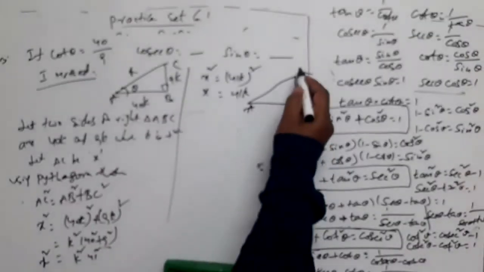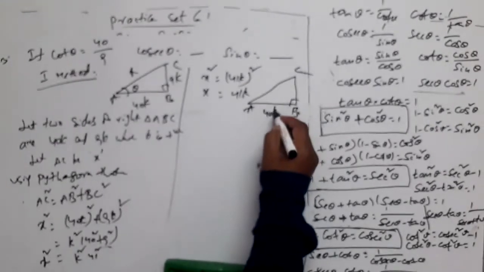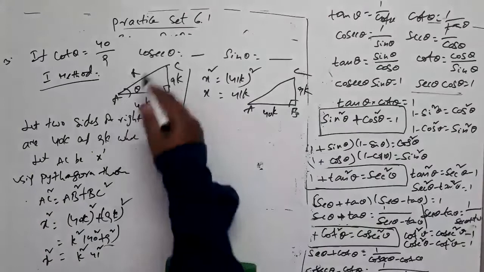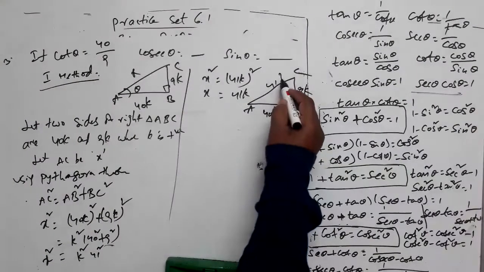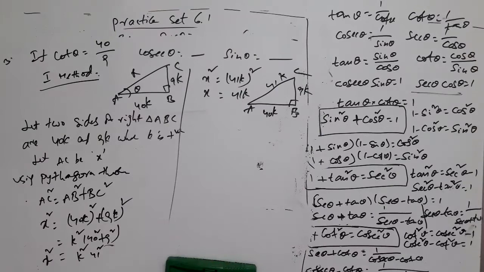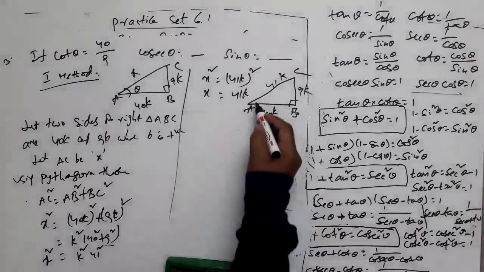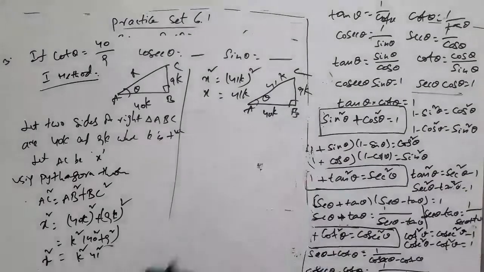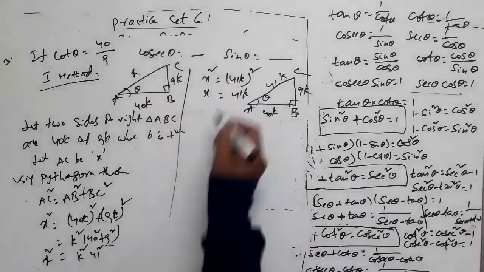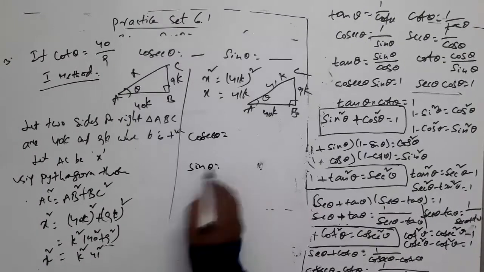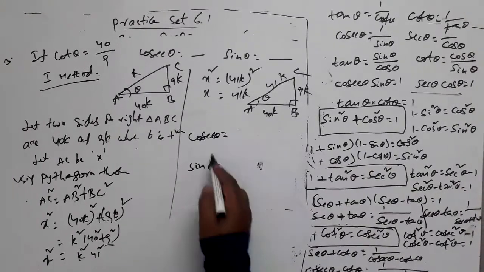Now my triangle looks like this. This is ABC. Already we know two sides, 40K, 9K. Third side X, just now I have found out 41K. Now I have all the three sides with me. I can give you any of the 6 ratios. Whatever the ratio you ask me, I can give you. You want cosecant theta and sin theta, right? Tell me, what is cosecant?